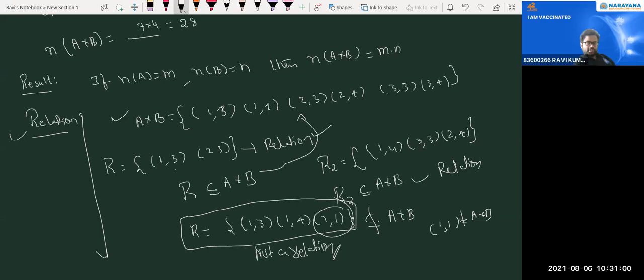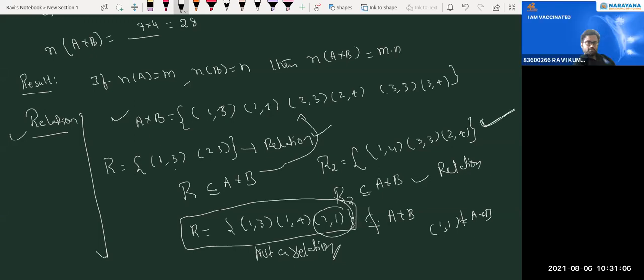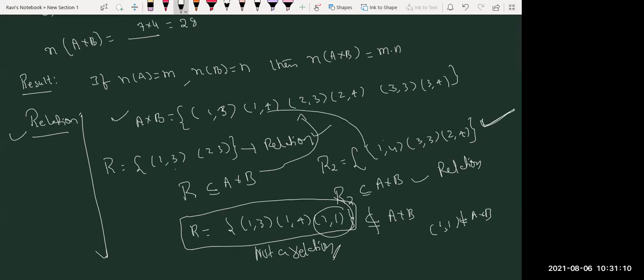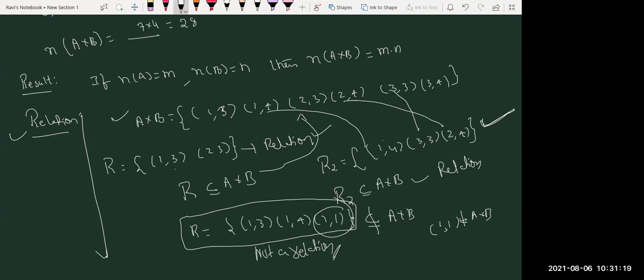Now check this one. Is it a relation or not? 1 comma 4, 3 comma 3, 2 comma 4. Is 1 comma 4 there or not? Yes, sir. 3 comma 3 is there. 2 comma 4 also there. Everything is there, so that's why it's a relation. Understand? Okay, sir. Thank you, sir. Fine. Anyone else?